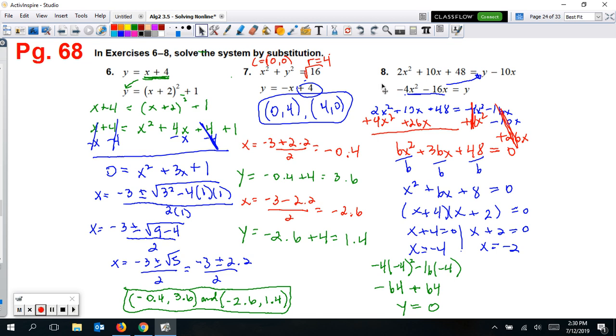So that gives you one answer. One of your ordered pairs is negative 4, 0. I'm going to put that up here on the top for our answers. So negative 4 comma 0 is one of the answers to this system.